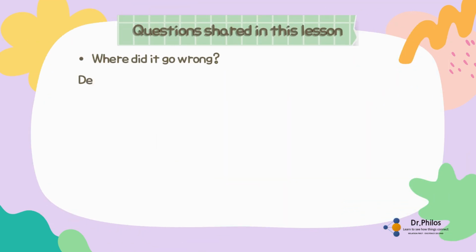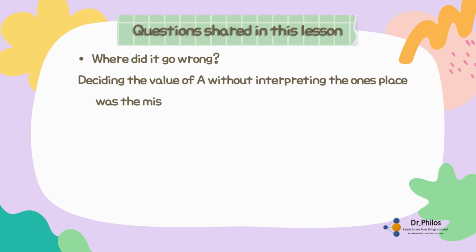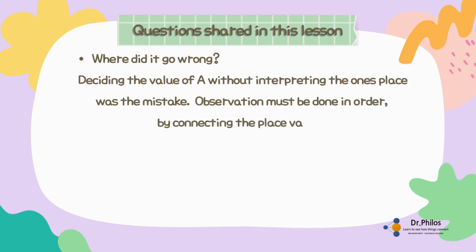Where did it go wrong? Deciding the value of A without interpreting the ones place was the mistake. Observation must be done in order by connecting the place values.